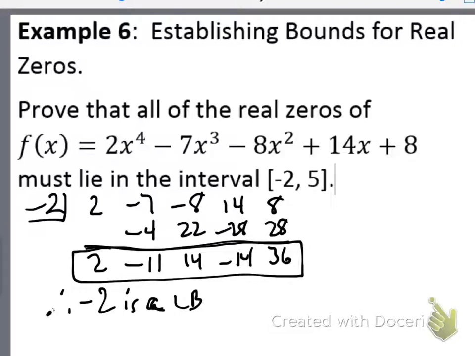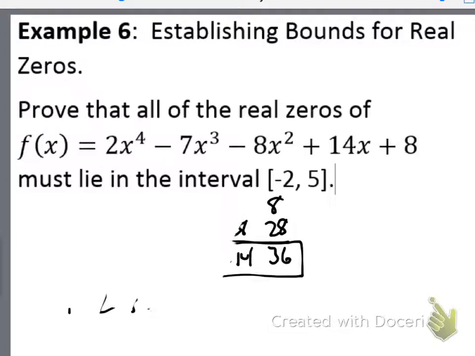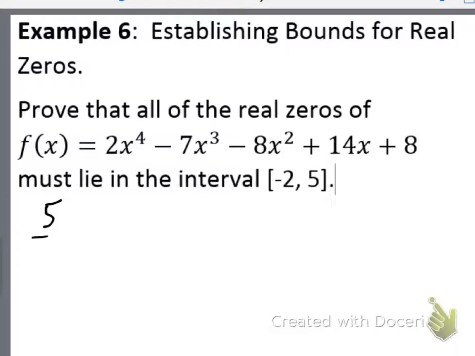Now for 5, the upper bound, we put 5 in the box. I'm really not going to have room here, am I? No. We need to find a smarter way to do this. So there's your -2. Now we try 5. Sorry about this. So 5 goes in the box. So 2, -7, -8, 14, and 8.